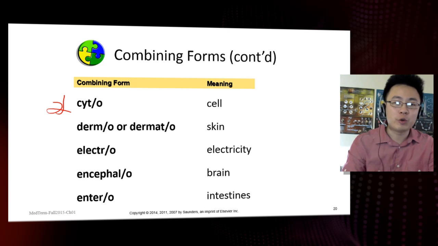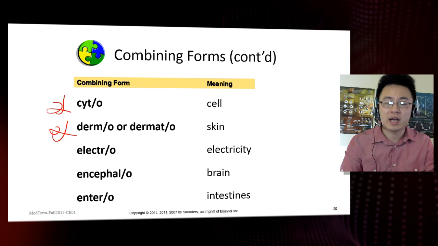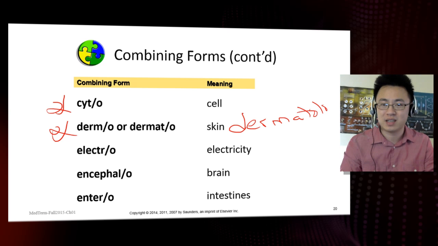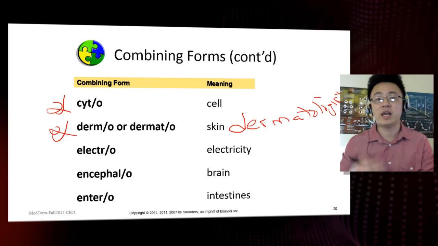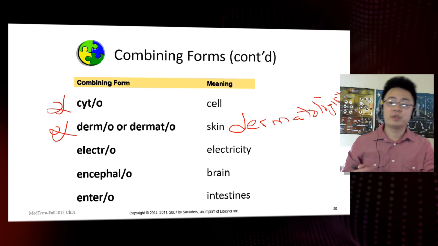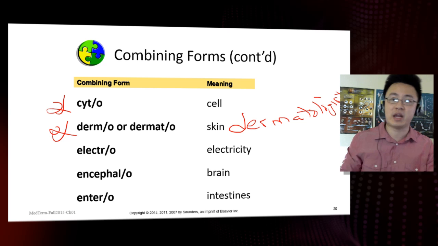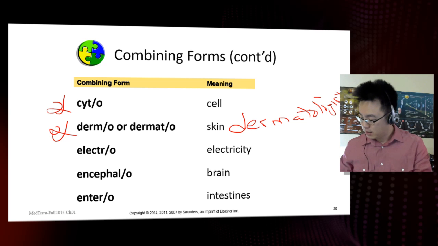We do have dermo or dermato. That means skin. For example, whenever someone has severe acne or whatever conditions on the skin, they go see a dermatologist. And a dermatologist is a specialist, a physician who specializes in the skin and skin conditions.